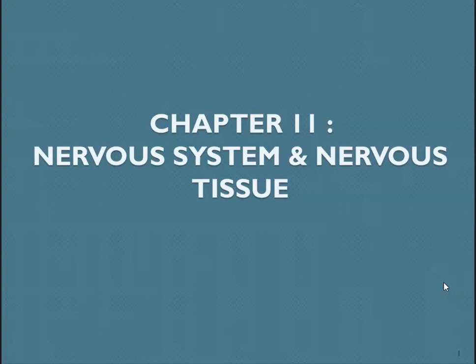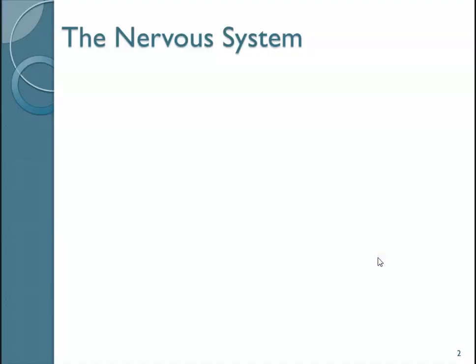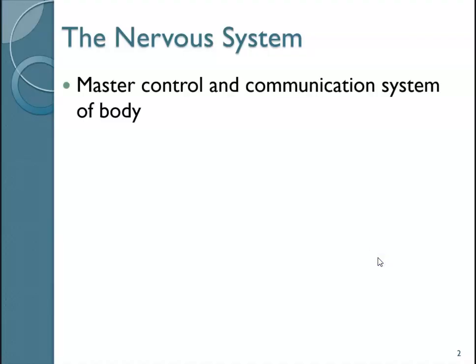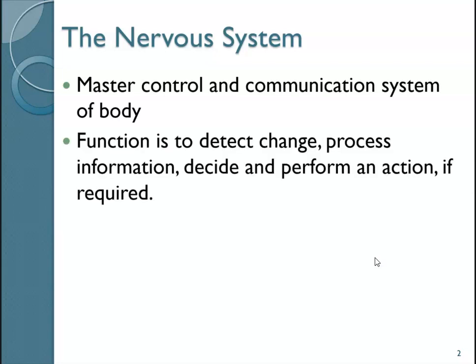Hello everyone, this is the video on the challenging topics on nervous system and nervous tissue, chapter 11 of the Marieb textbook. So we're going to start with just quickly going over the nervous system functions as a broad. They are a master control and communication system for the body. The function is to detect any changes, process this information, decide and perform actions if required, right?